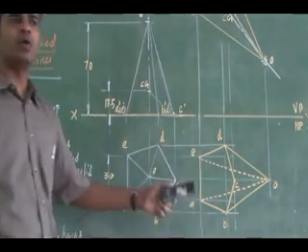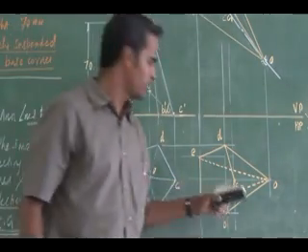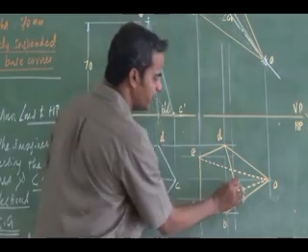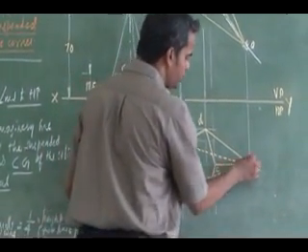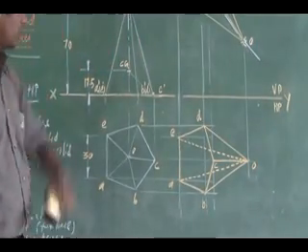Right, the remaining one more slant edge I have, what is that? CO. CO will be a fully visible one. Okay, this is how.